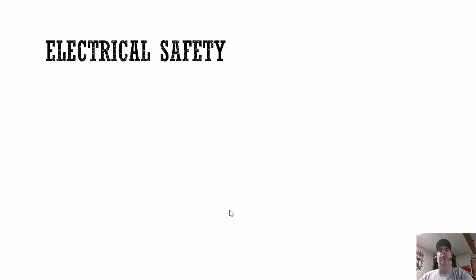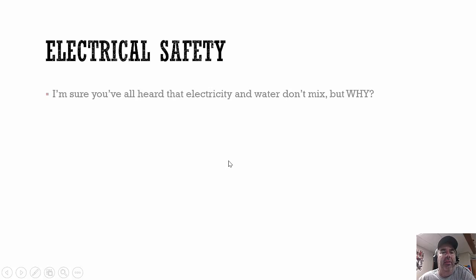Electrical safety. You know that if you're taking a shower or a bath to keep electronics away, if you jump out of the pool, again, stay away from electricity. And let's go ahead and examine that.